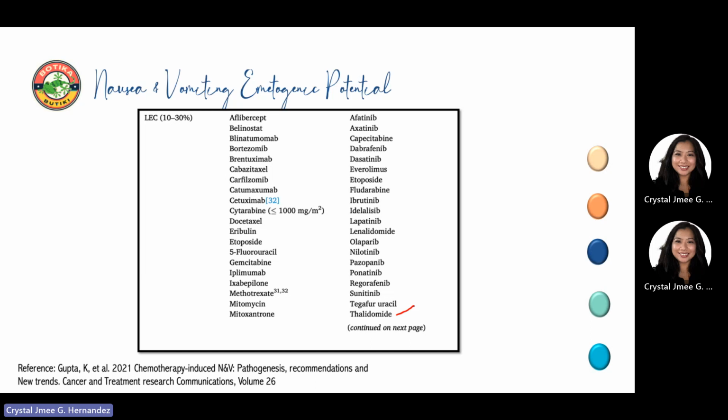Remember that in the previous use of thalidomide, prior to its banning for pregnant women, it was used for morning sickness because it has a very low capacity to cause emetogenesis. However, the sad part is that it caused a very serious adverse event, which is phocomelia.